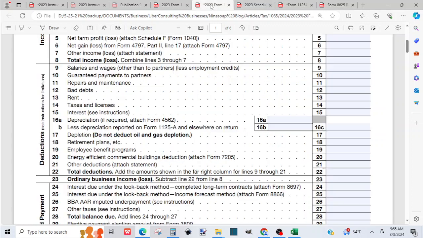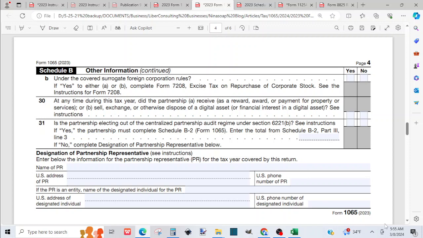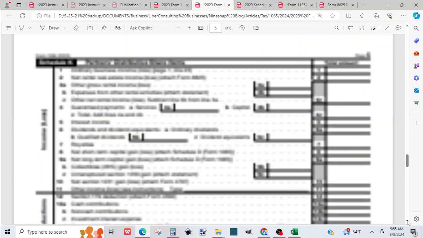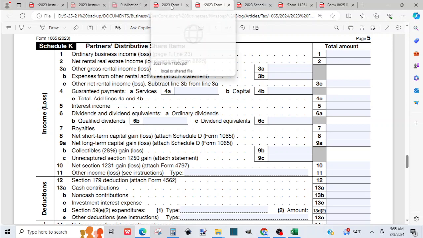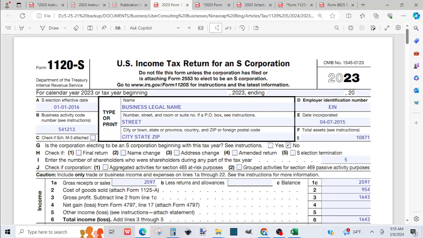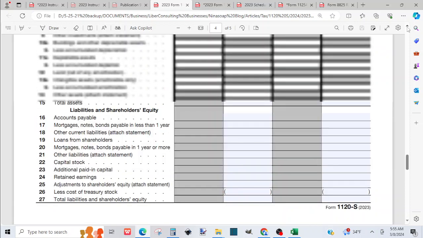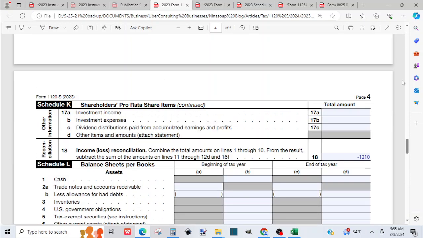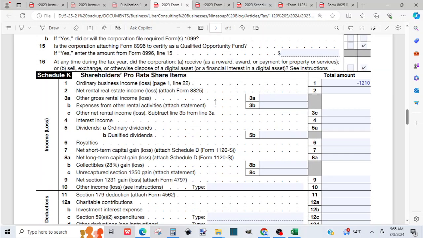And we can see 1065 Schedule K line 2, and on 1120S Schedule K line 2, the profit or loss.